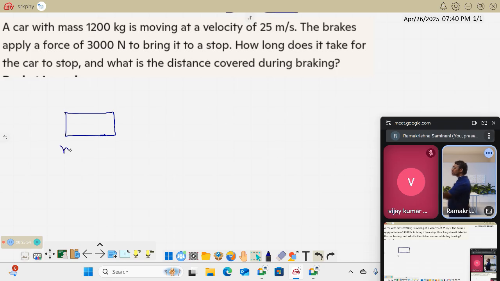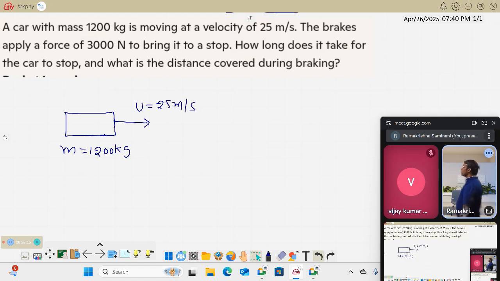What is the mass of this car? That is 1200 kg. Moving with a speed. What speed is it moving with? That is the starting value given, which you take as u. Initial velocity, always take it as u. u is equal to 25 meters per second.